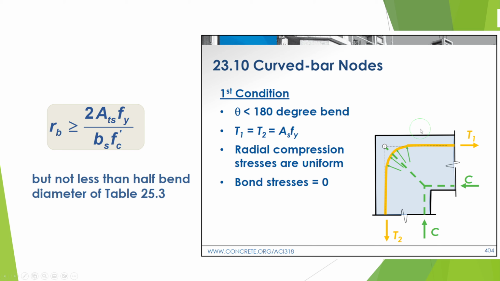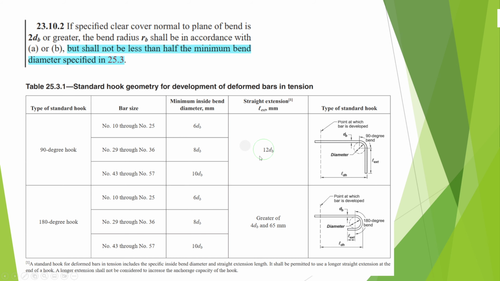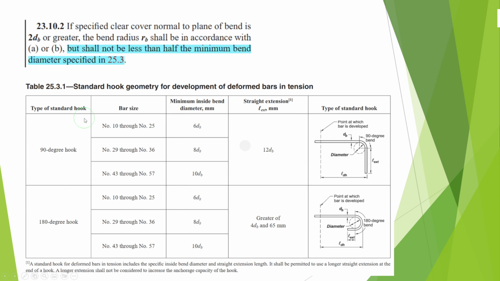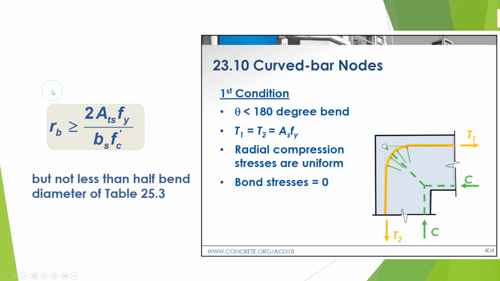Far away from the plan. For example, this may be the width of this, 30 cm, 40 cm. This depends on your element, and divided by also f'c prime, but not less than half the bend diameter of table 25.3. This is what we are talking about now. So you have to calculate first from this equation, then you have to compare with the requirement of table 25.3.1.